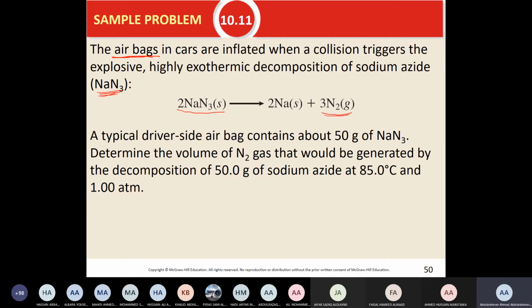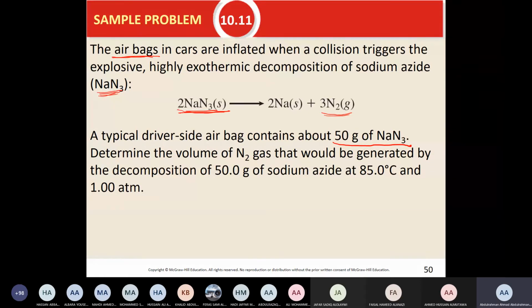That's what we put in the car, the sodium azide. Sodium azide. All right, you should know this. It's available, and we are using it in our cars, everybody. Now, a typical driver's side airbag contains 50 grams of NaN3. Determine the volume of N2 gas that would be generated.